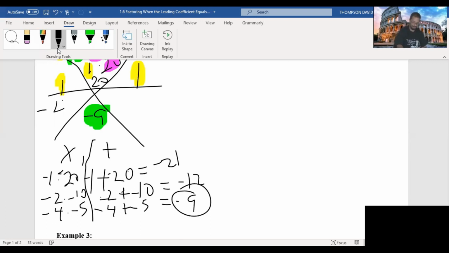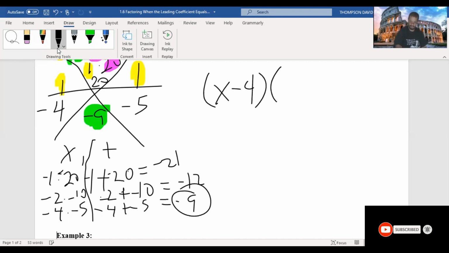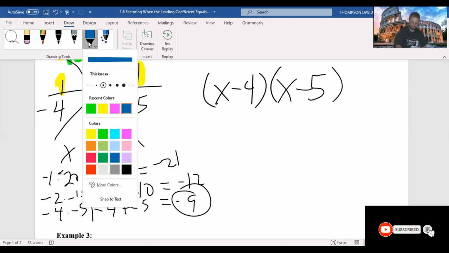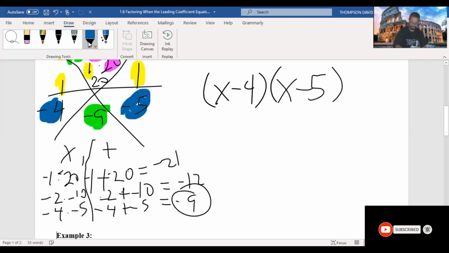So we have negative 4, negative 5. So my factor form is x minus 4 and x minus 5. And I am done. We'll highlight in blue just to see where these numbers came from.